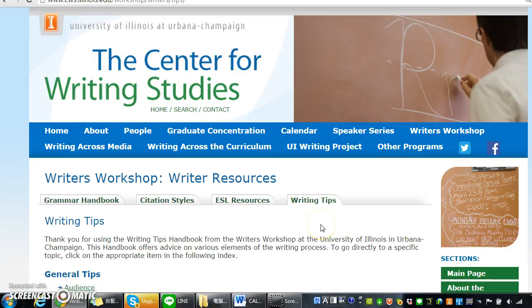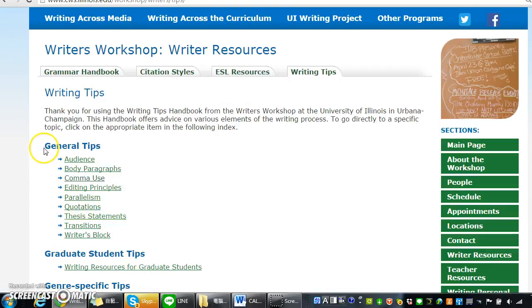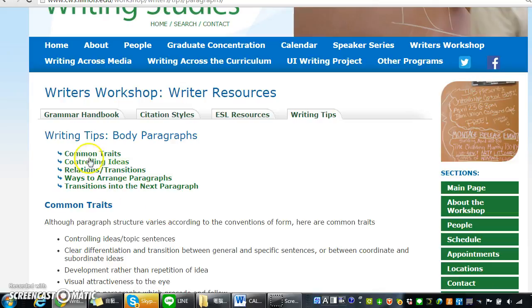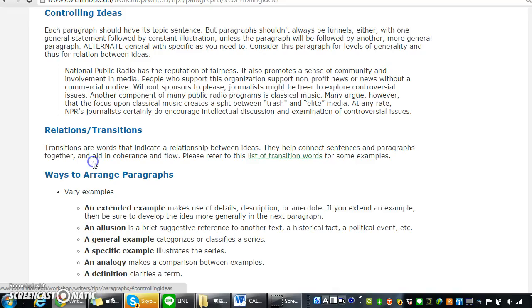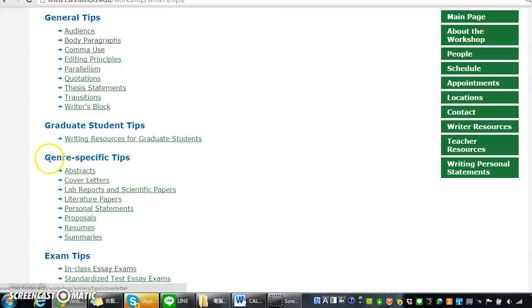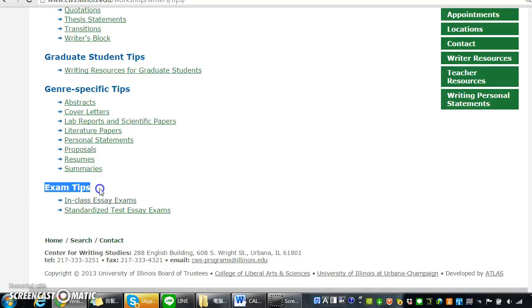And also some writing tips, like the general tips, common traits, and controlling ideas. And also different genre-specific tips, and also tell you how to get a high score in the exam when you are writing the essay questions.